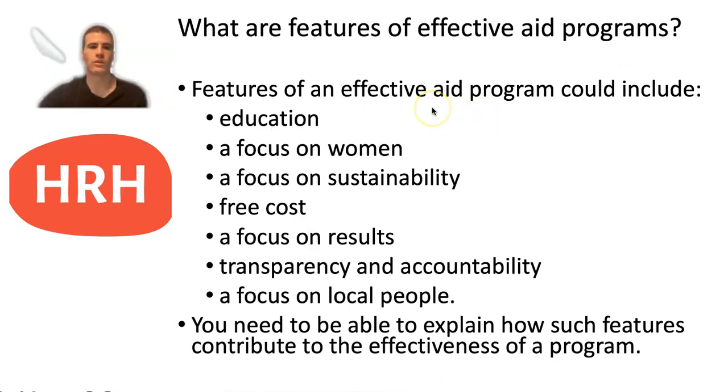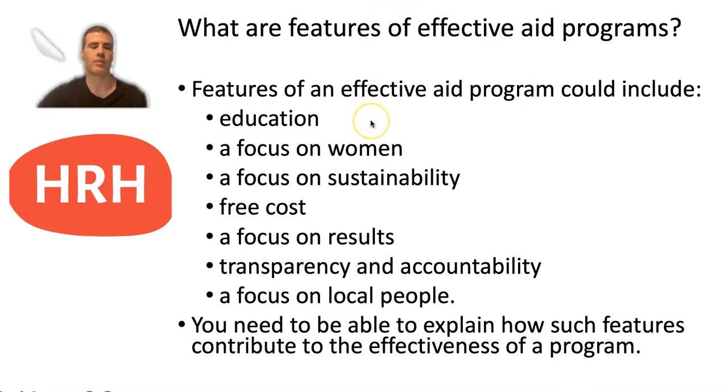So in relation to some of the different features you can look out for to determine whether or not an aid program is effective, you can see that I've listed some of these here. It says there education, a focus on women, a focus on sustainability, free cost, a focus on results, transparency and accountability, and a focus on local people are all things that you can look out for in an aid program to determine whether or not it's likely to be effective. It also mentions down the bottom there that you need to be able to explain how these features might contribute to the effectiveness of a program.